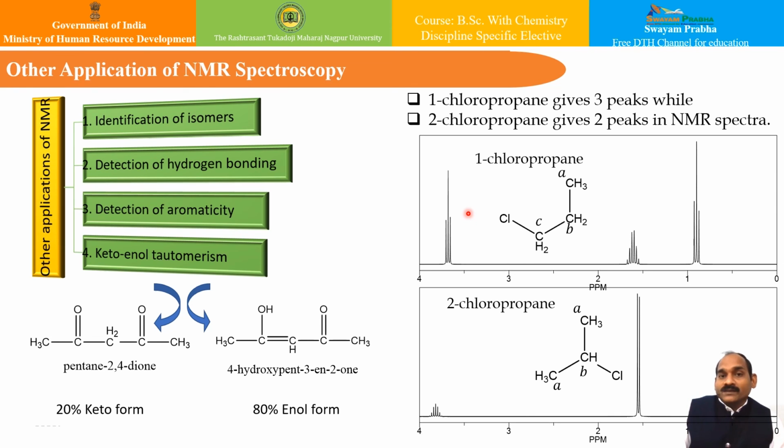Apart from that, you can establish aromaticity, because the pi electron cloud in the aromatic ring leads to an anisotropic effect, and therefore the protons attached to such a ring get deshielded. They give a peak at a chemical shift of about 7 to 8 ppm, and hence the presence of an aromatic ring can be predicted.